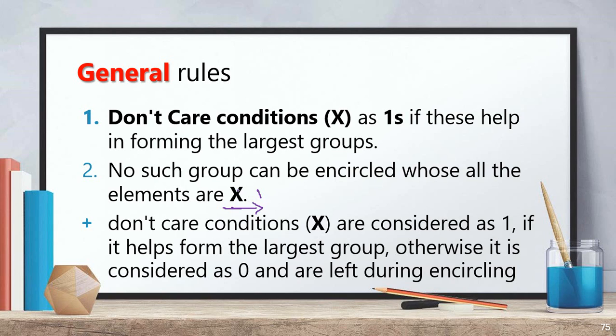One more condition of the don't care is that if a 0 is there, we cannot do the 0 grouping with this X. So in a simple way, the don't care has three conditions. One, it can be grouped with the ones. It cannot be grouped with only don't cares, and it cannot be grouped with the 0.